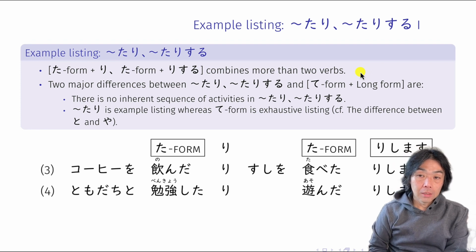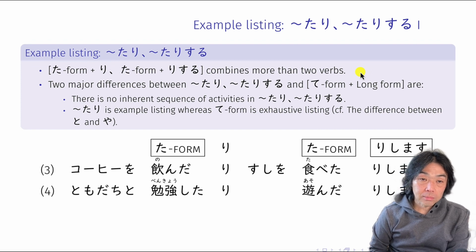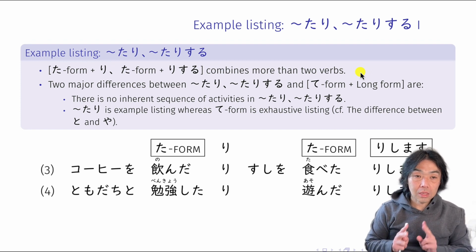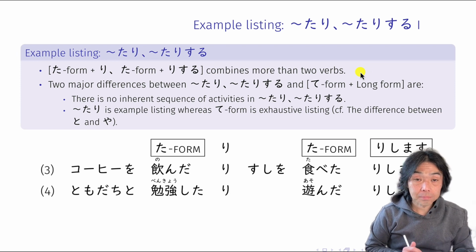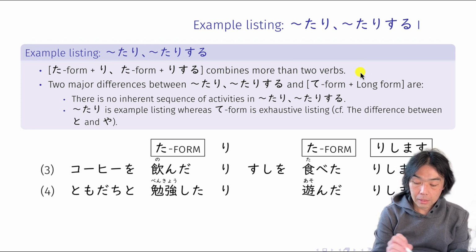Okay. So, tari suru, the function of tari suru is basically it combines two verbs in the same sentence. So, you can talk about two things in the same sentence. Okay. And for that construction, we use something called ta form. Okay, so we use ta form twice.